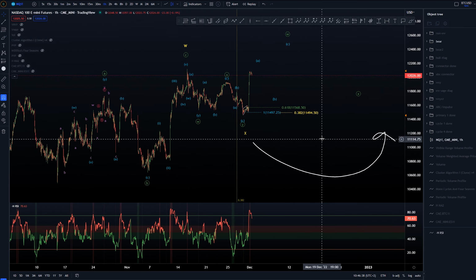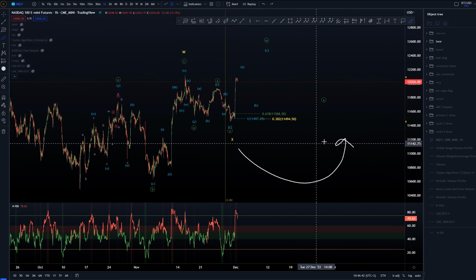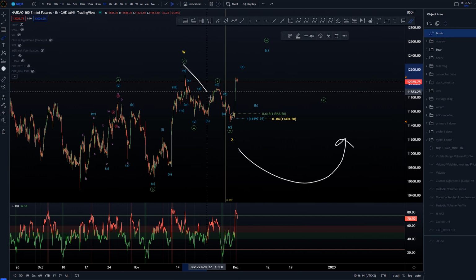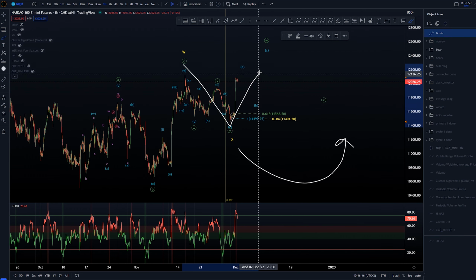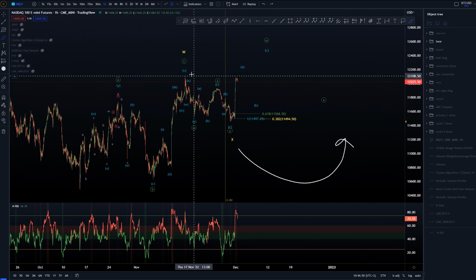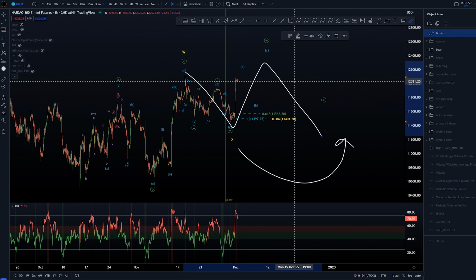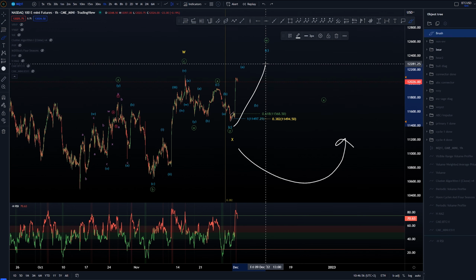The other possibility here is that we are creating a larger wave X, where the X wave would be here, and this would be the first structure of that X wave. Then we would be getting something like that. Of course, this X wave at that point could be turning into an ABC, but again, we don't know about that yet because we haven't had enough data here to back that up.